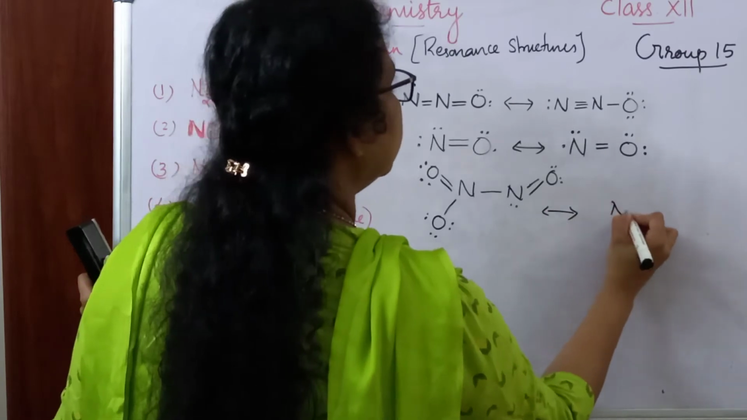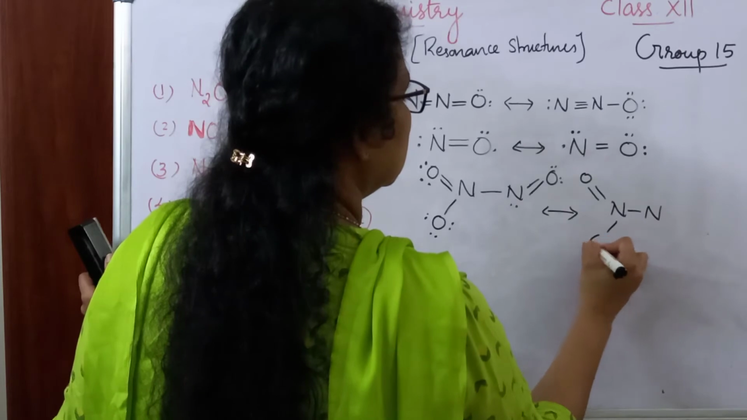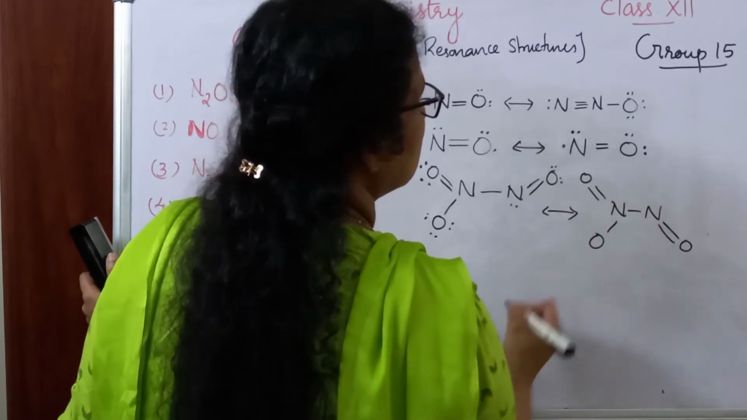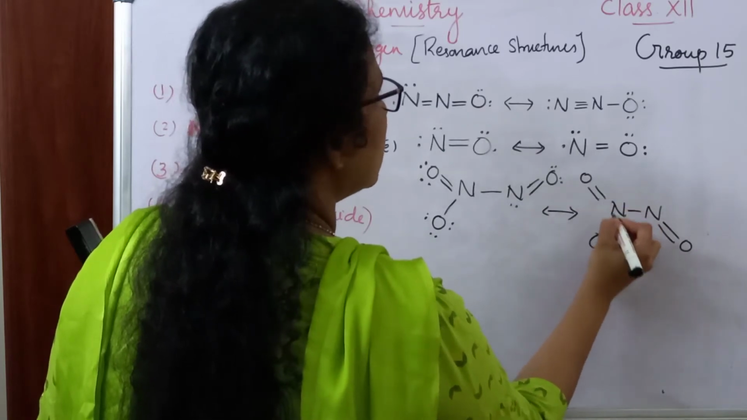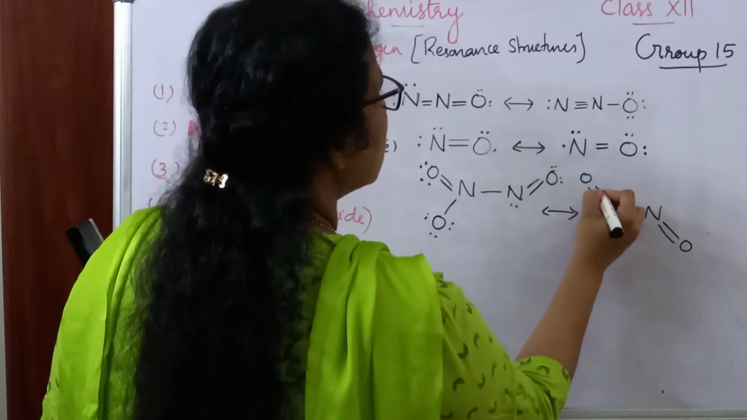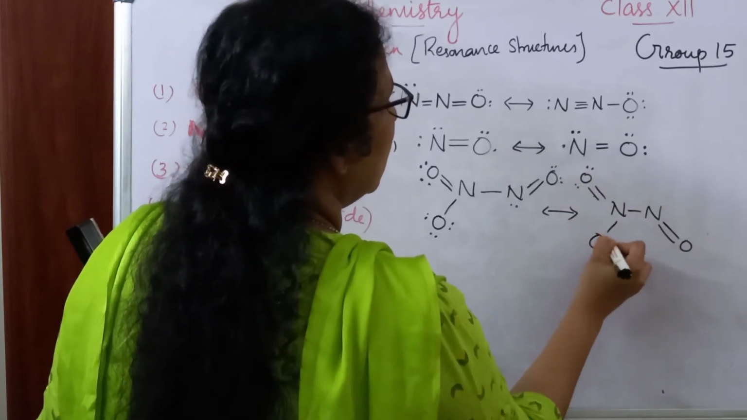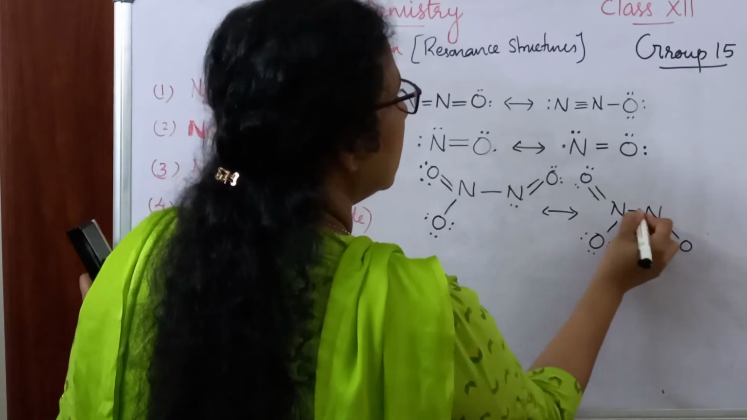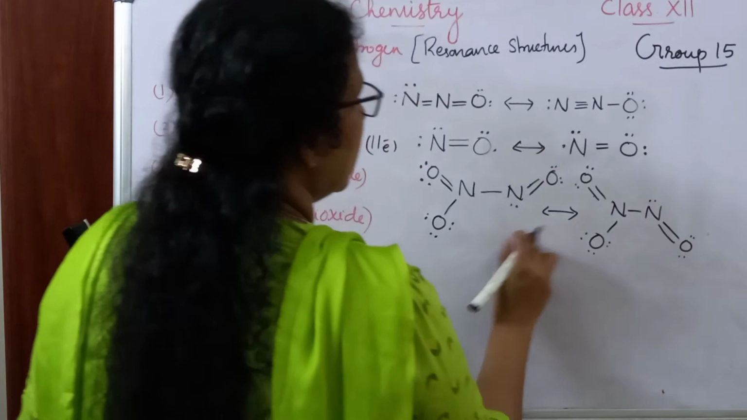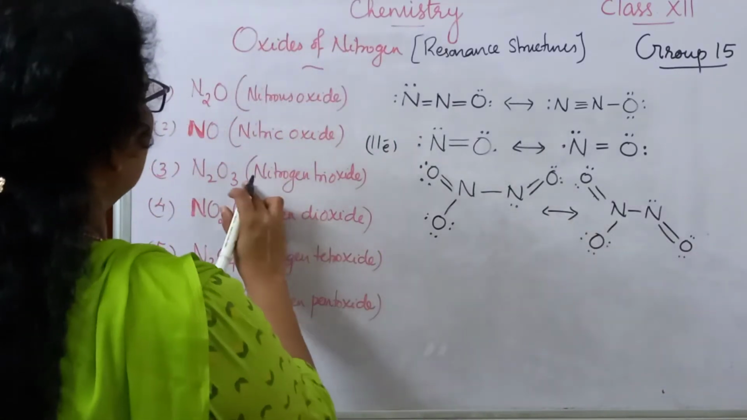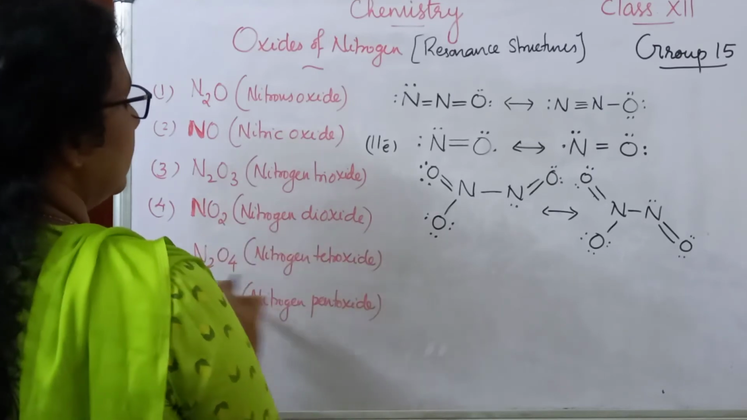Next one will be like this. Here the same procedure. So this nitrogen 2, 4, 6, 8. Here oxygen 2, 4, 6, 8. Here 2, 4, 6, 8. So these are the two structures of N2O3. Then NO2, nitrogen dioxide.